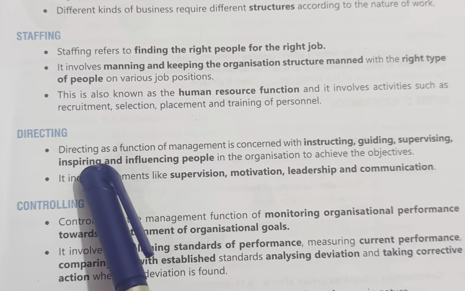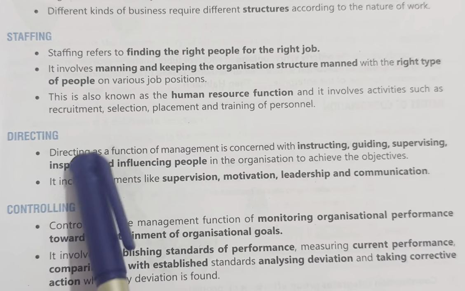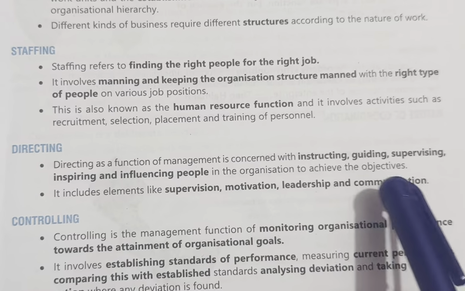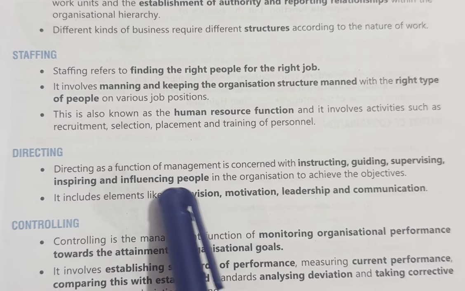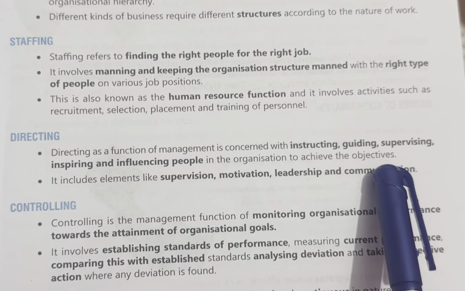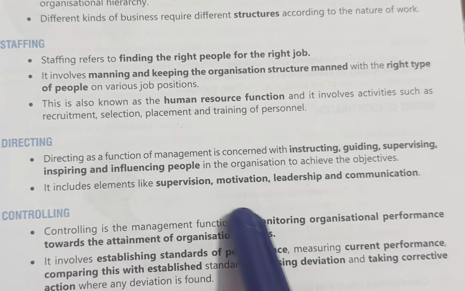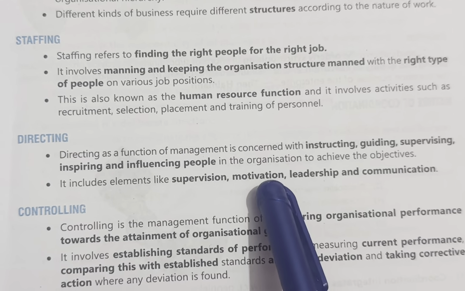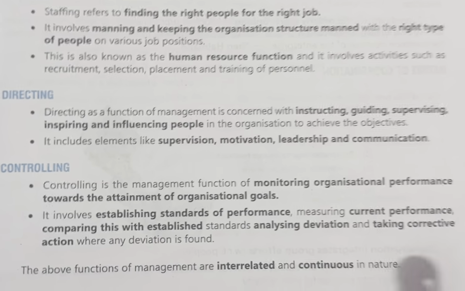Next function is directing. Directing as a function of management is concerned with giving direction. So it means to instruct, guide, supervise, inspire and influence people working in the organization to achieve objectives. It includes the elements in directing. There are elements: supervision, motivation, leadership and communication.